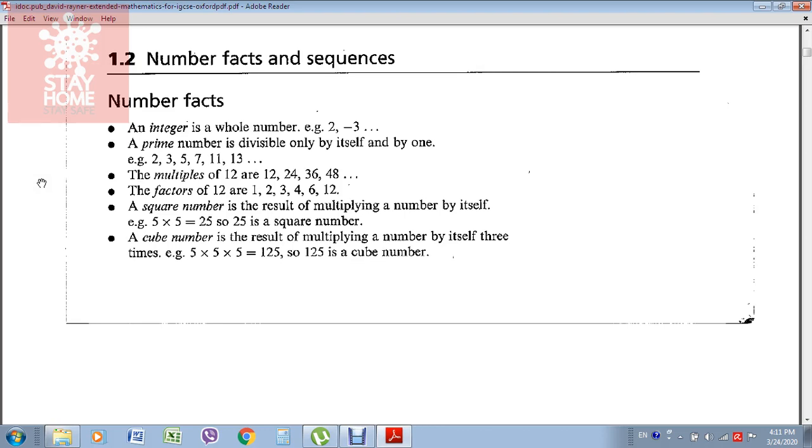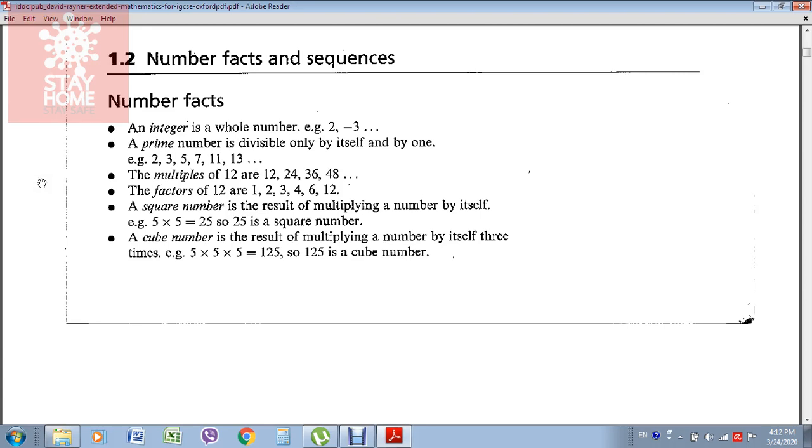The square number is the result of multiplying the number by itself. It means 5 multiplied by 5, this is the square. Squares like 1 square equals 1, 2 square equals 4, 3 square equals 9, 4 square equals 16, 5 square equals 25, 6 square equals 36, 7 square equals 49, 8 square equals 64, 9 square equals 81, 10 square equals 100, 11 square equals 121. All these are the squares. The same number multiplied 2 times is called a square.